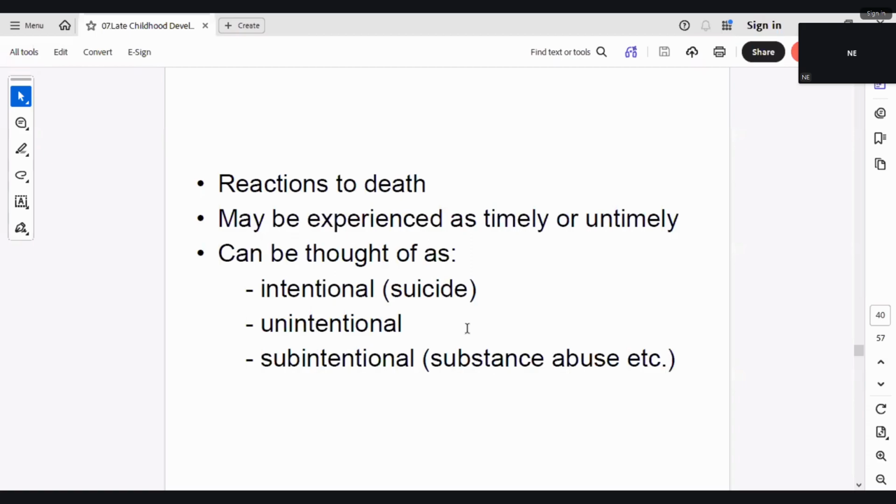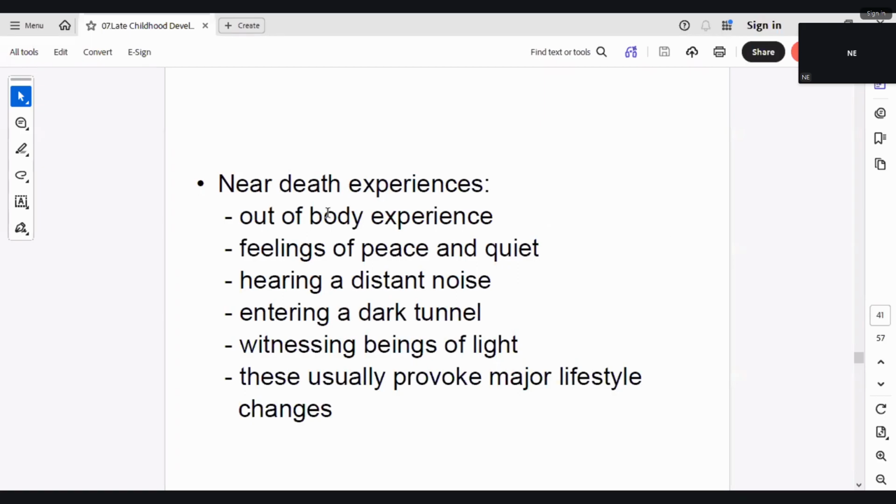Unintentional is somebody who engages in very high risk behaviors. Sorry, meaning subintentional, or unintentional, somebody who died in an accident. So people who engage in substance abuse and risk-taking health behaviors are at high risk for overdose, for example. So these are ways of understanding death.